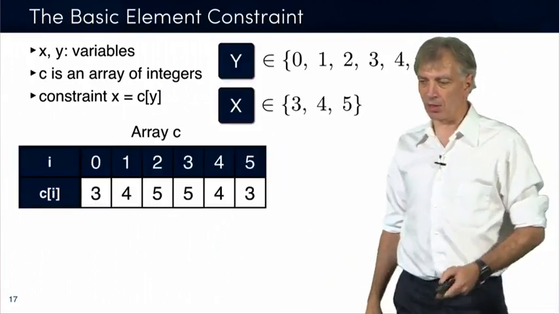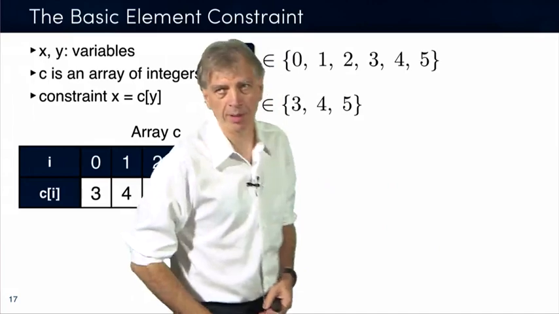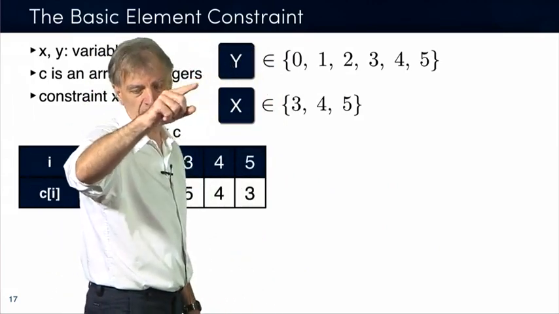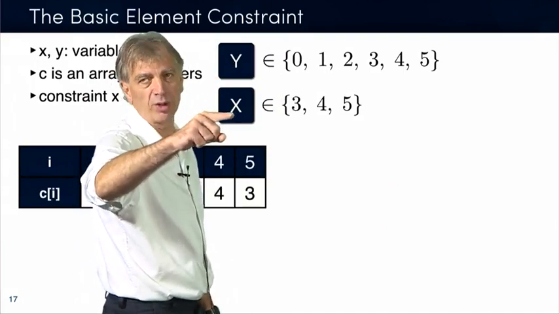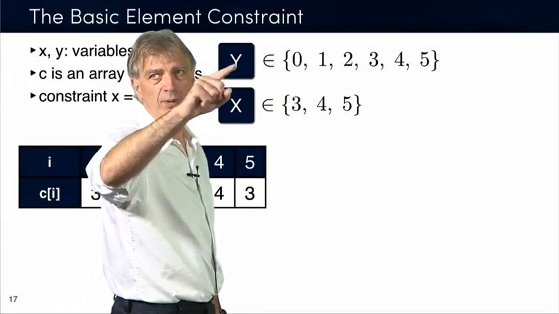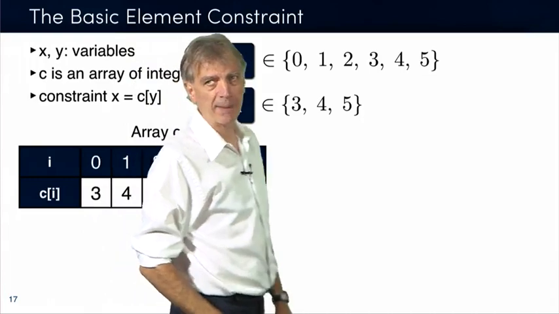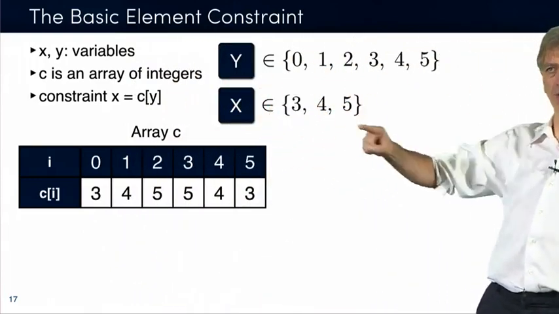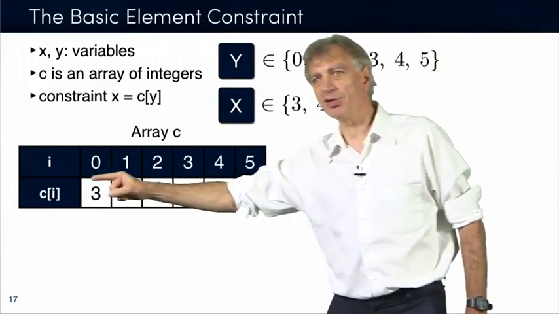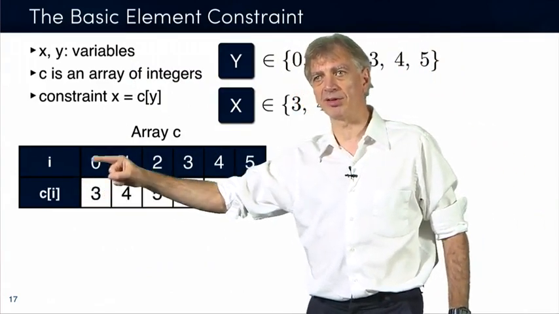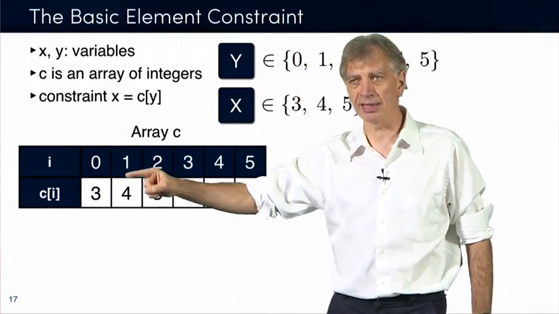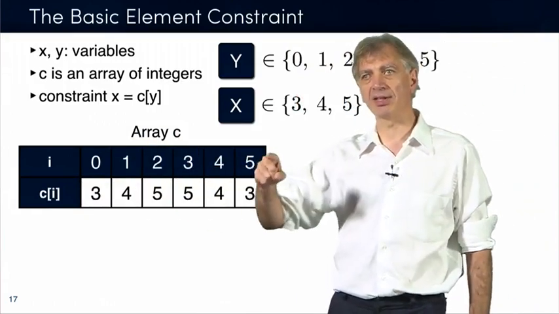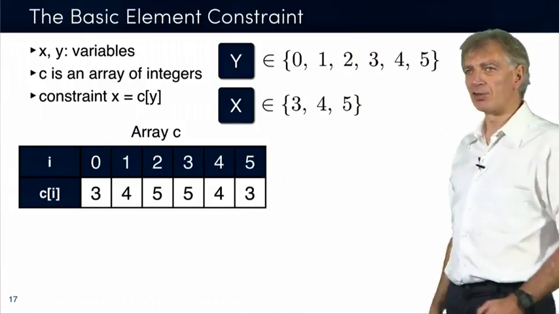Now this is an example. I'm going to show you the various examples. You see x over there, which can take a value between 3 and 5, and you see y, which can take a value between 0 and 5. That's the domain of these variables when we start. Then you see the array C. At index 0, it has the value 3. At index 1, the value 4, and so on and so forth. And at the last index 5, it has the value 3.